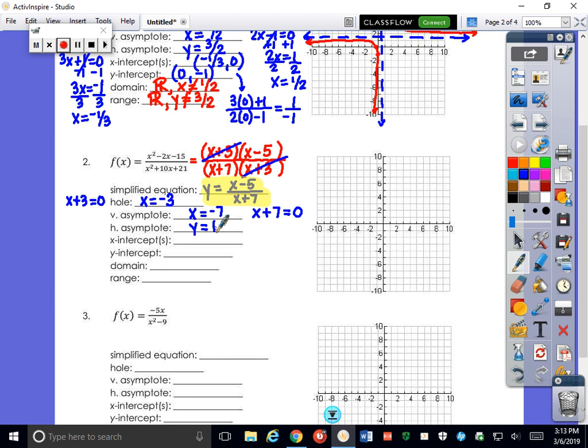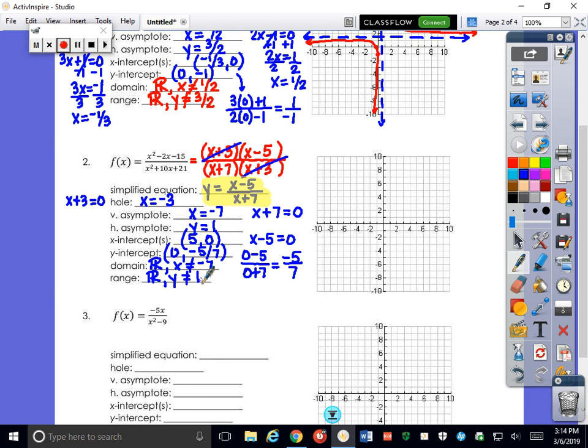X-intercept, that is the numerator equal to 0. So x minus 5 equals 0, which means my x-intercept is going to be at (5, 0). Y-intercept, we're going to sub in a 0 for all of the x's. So this is going to be 0 minus 5 divided by 0 plus 7, which is going to give us -5/7 as our y-intercept. So remember to write those as points. Okay, the domain, set of all the reals, x cannot equal -7, and y cannot equal 1.